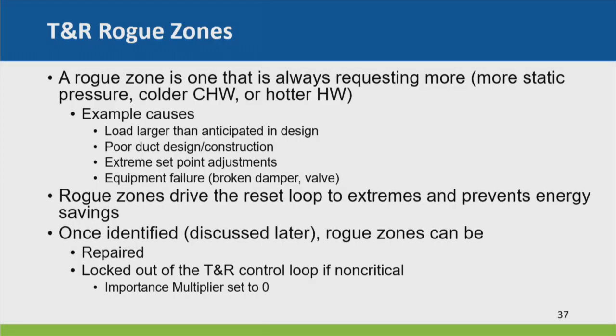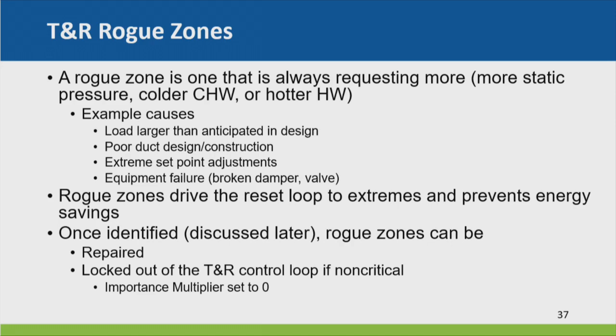All right, so our bad guys are these rogue zones. These are the zones that there's something wrong with them. And they're always saying, I want colder air, or I want more static. And they screw up everything. And what happens is that there's always a zone that wants it, depending on what you set the ignores to. That person can drive the bus, can wag the dog. And it destroys all the efficiency savings of static pressure set point and supply temperature reset.